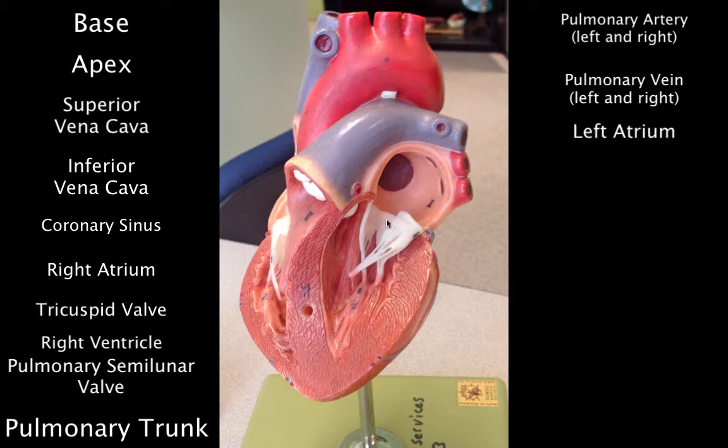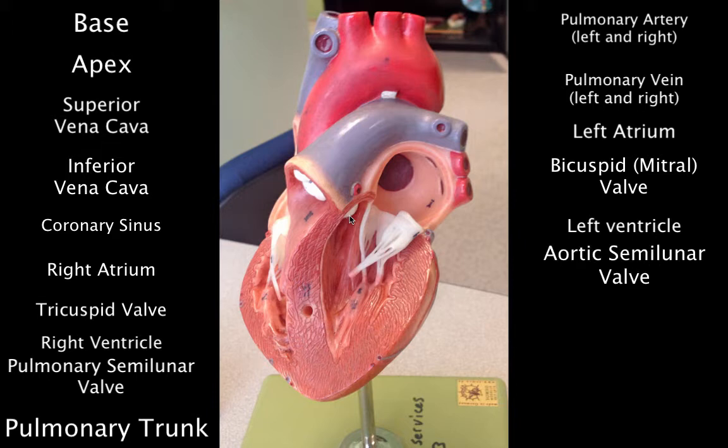Name this valve right here. That's going to be the bicuspid or mitral valve. Okay, mitral valve is also what you might be tested on, so make sure you know both those terms. Name this chamber right here. This is the left ventricle. And we can see part of it right here. Name these valves right here leading into this vessel. Those are the aortic semilunar valves.